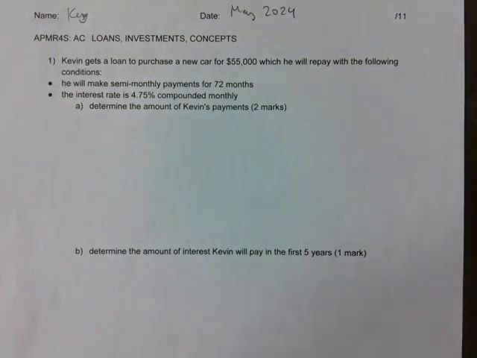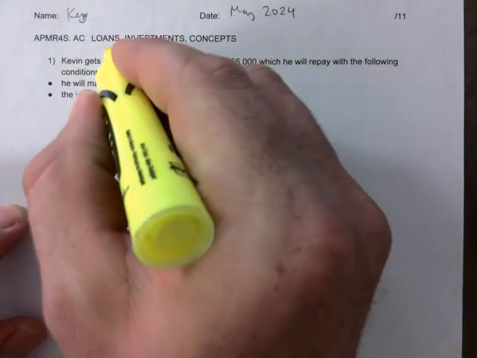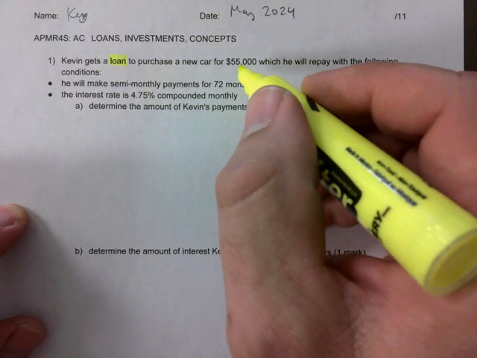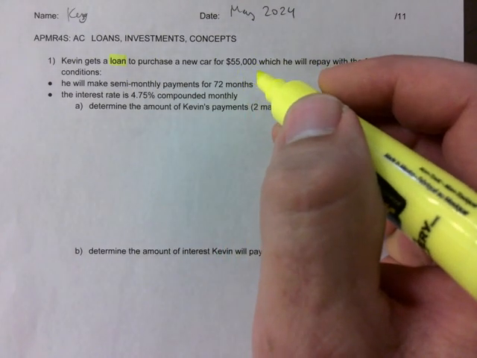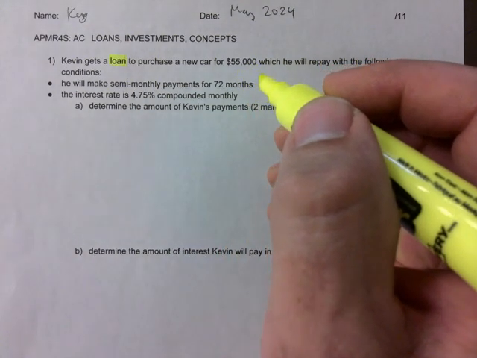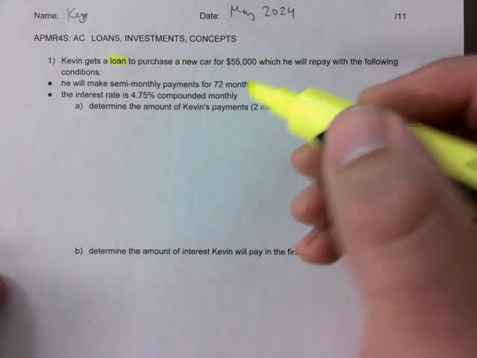Kevin gets a loan, right? So we're in the loan territory. Loans, think of it this way. Mortgages, loans, future value should be zero, right? You're going to want to pay that off.